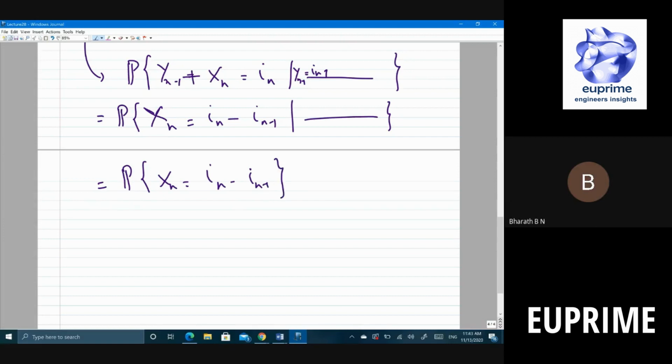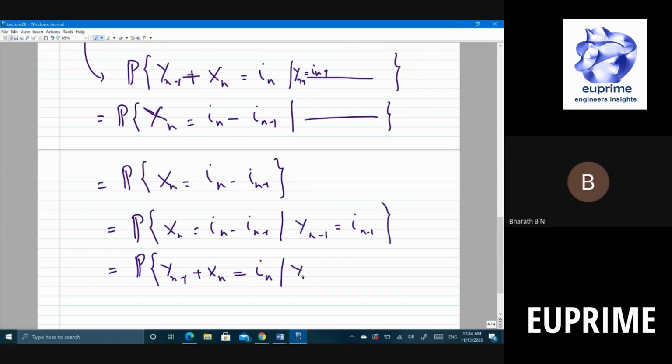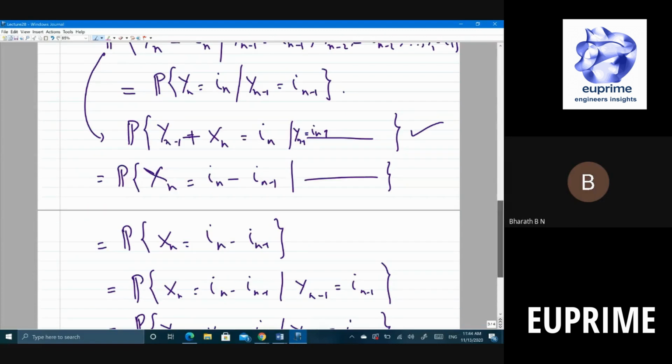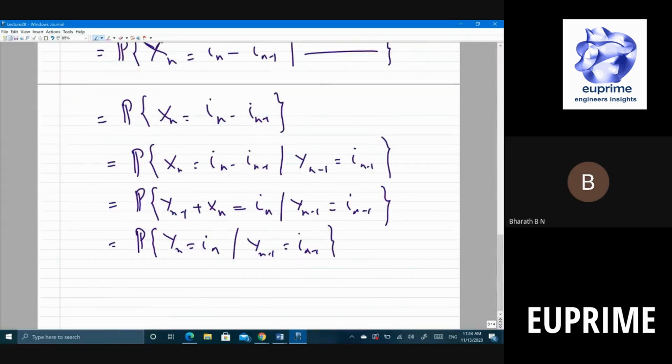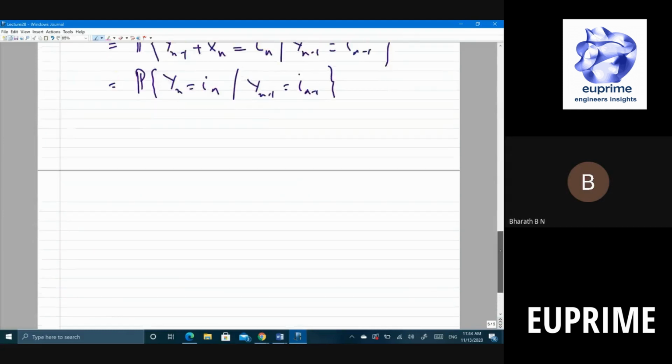Xn is independent of everything. But this I can write as the probability of Xn equal to in minus 1 given Yn minus 1 equal to in minus 1, because Xn is independent of Yn minus 1, so conditioning doesn't change. So both are equal. I can say in minus 1 is Yn minus 1, so Yn minus 1 plus Xn is equal to in given Yn minus 1 equal to in minus 1. This is nothing but the probability of Yn equal to in given Yn minus 1 equal to in minus 1. This is the computation. So essentially what I have shown is that conditioning on everything depends only on the immediate past. I have actually proved it. Now, is this clear? Okay. Shall we define what a discrete time Markov chain is?